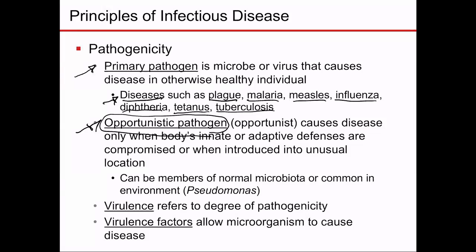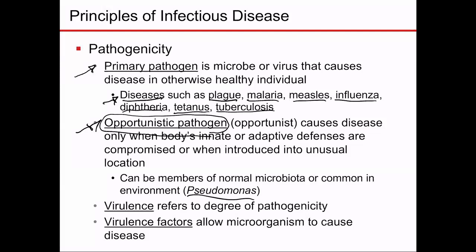Some members of the normal microbiota are opportunistic pathogens. For example, Staphylococcus aureus, Staphylococcus epidermidis, some species of Pseudomonas, like I mentioned here, and Cryptococcus neoformans, a fungus that is also an opportunistic pathogen.